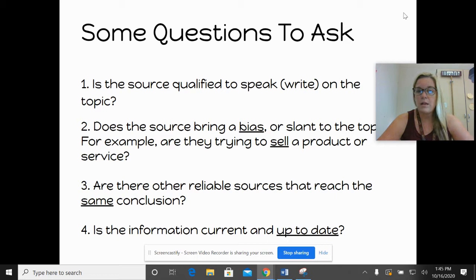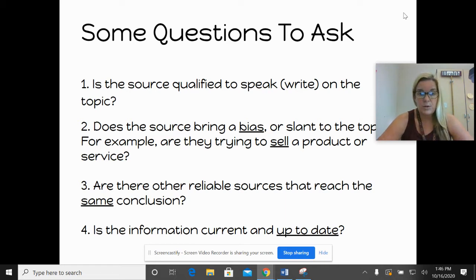Is the source qualified to speak or write on this topic? Sometimes we review information and it's very interesting or entertaining, but it could just be somebody's personal story. It could be an advertisement as well. So make sure it's a qualified person with some experience or some credentials behind their name to back up what they're saying.